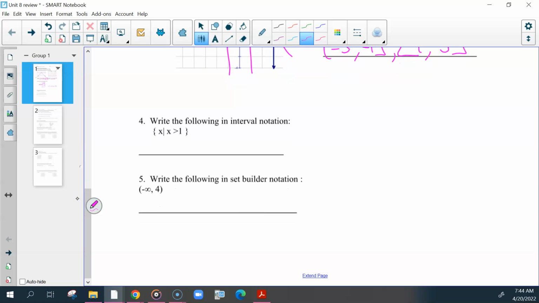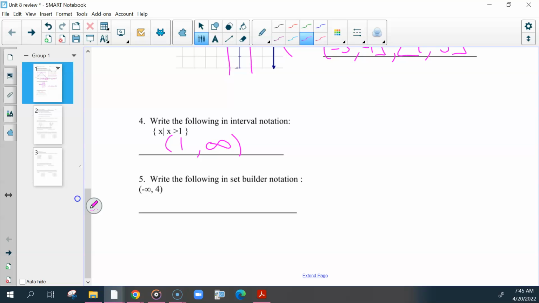Number 4, we have to write this in interval notation. x is greater than 1 is going to keep going towards positive infinity, and it's going to start at 1. This does not have an equal to underneath, so that's going to be both parentheses. This line right here, this is part of the notation. So it doesn't really mean anything, it's just there.